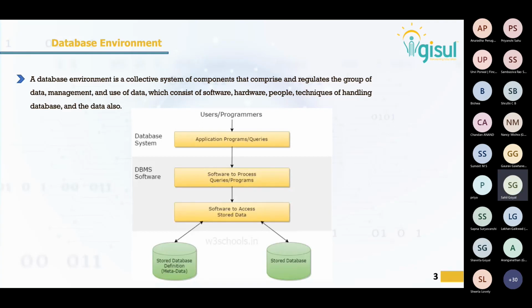A database environment is the collective system of components that comprise and regulate the group of data, its management, and its use, which consists of software, hardware, people, techniques of handling databases, and the data also. What does it mean? When we set up a database environment, we will have different software and hardware involved, and these will help you in maintaining the database environment.